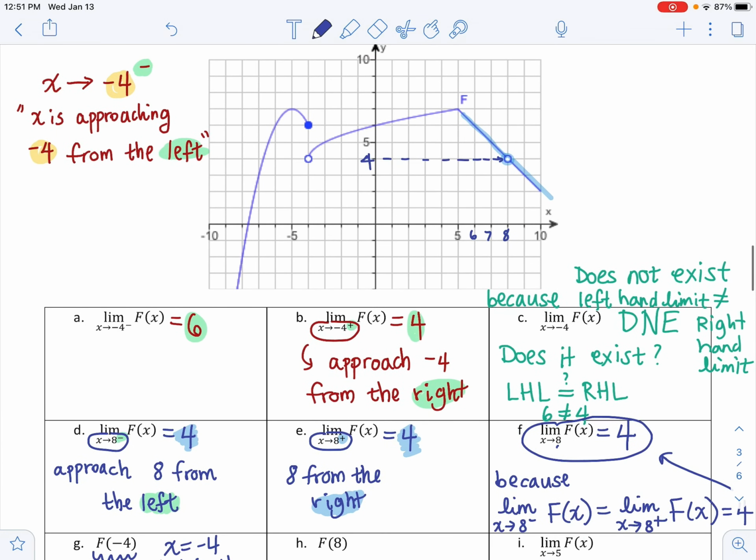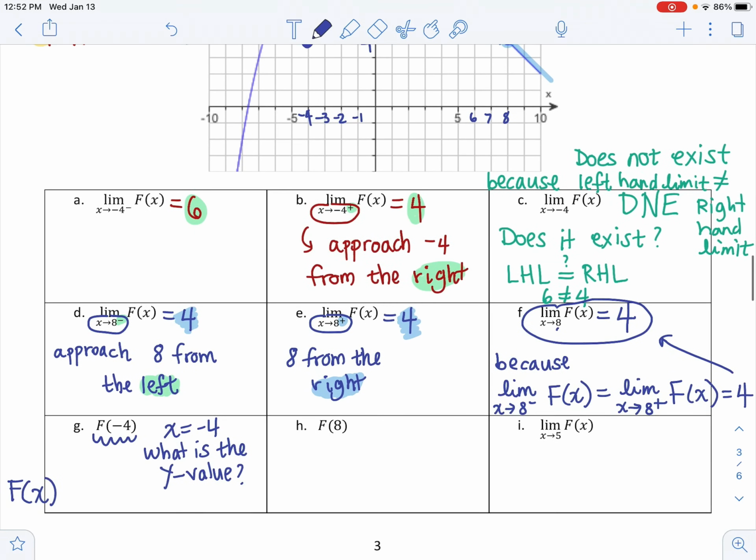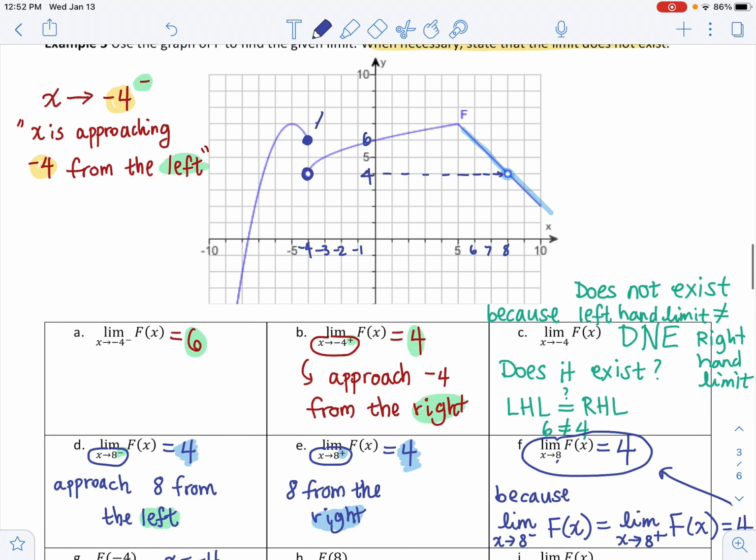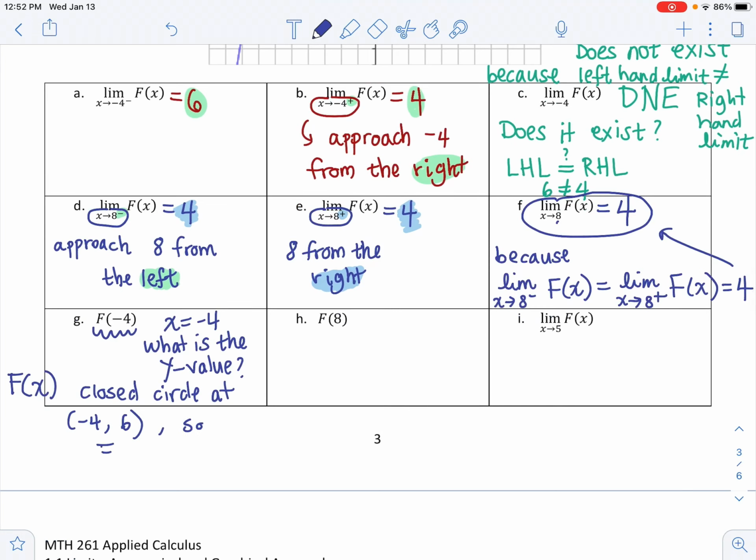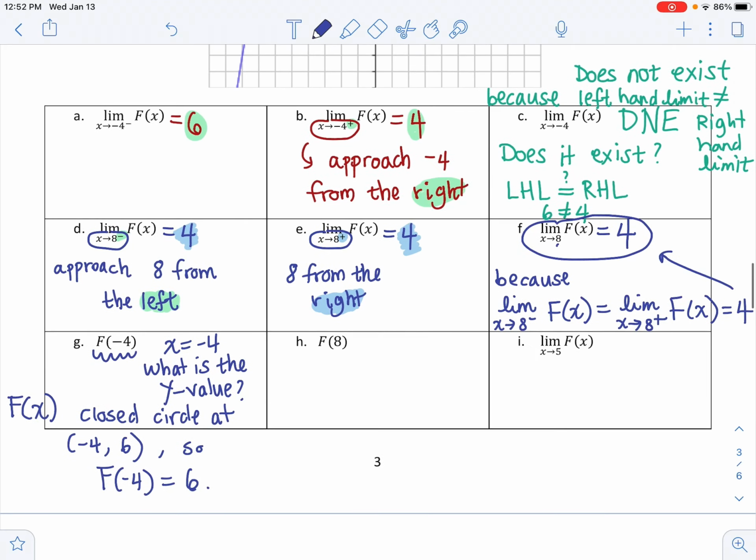Let's take a look. X is negative 4. Negative 1, negative 2, negative 3, negative 4. And you see we have two circles. We have one open circle at positive 4, and we have a closed circle at 6. We go with the closed circle. We have a closed circle at negative 4, 6, right? Right there. So f of negative 4 is equal to 6. Okay, that wasn't bad.